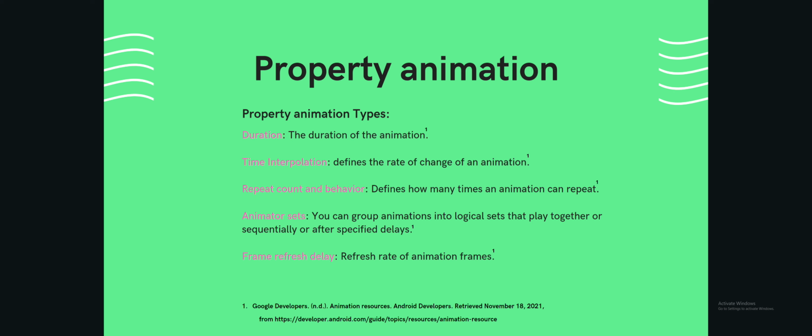Then you have repeat and count behavior. We can think of this as the number of loops or repetitions that the animation chooses to go through. And lastly, we have the frame refresh delay. The frame refresh delay is actually the refresh rate of the frame of an animation. And you can set it to how long it takes to render an image upon the screen. But this is also quite limited due to the computational ability and the speed that the device can handle.